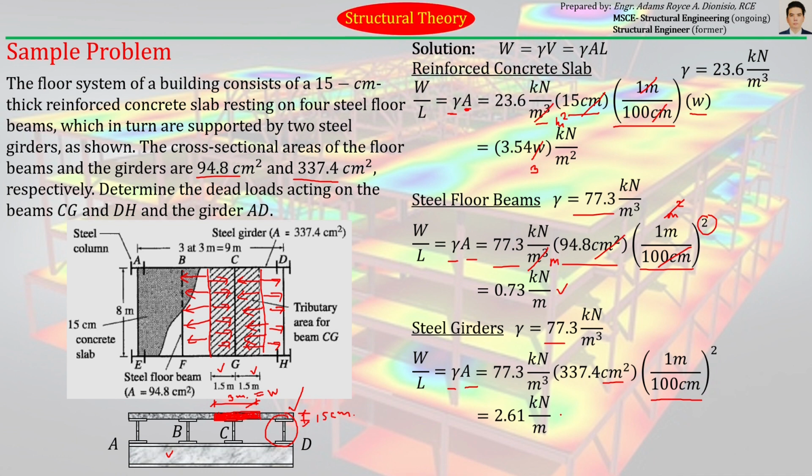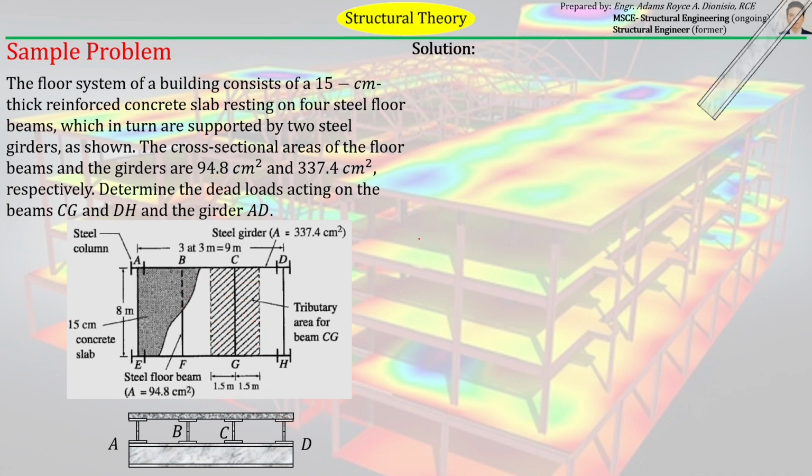So this is the self-weight of the girder 80. This is the self-weight of the steel floor beams. And this is actually the self-weight of the reinforced concrete slab. Okay. So, all we computed here is self-weight only, because no superimposed loads were given, especially superimposed dead loads. So all of the loads that are being carried by each of the materials here are just their corresponding weight. Okay? So, we have now computed their self-weights.